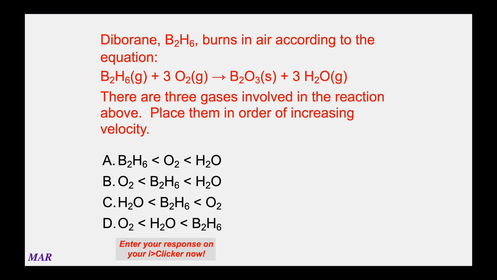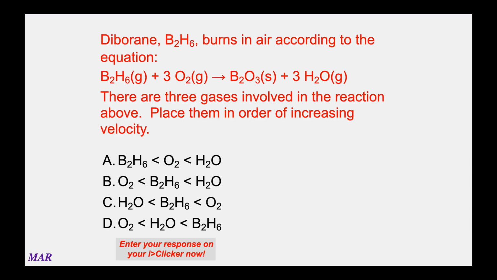Diborane, again burning in air, same equation as before. There are 3 gases in this reaction: diborane, B2H6, oxygen, and water. I'd like you to place these gases in order of increasing velocity, i.e. from slowest gas to fastest gas. See if you can figure this answer out. If you need to, pause the video. When you're ready, unpause it. We'll talk about the answer. Pause the video now.